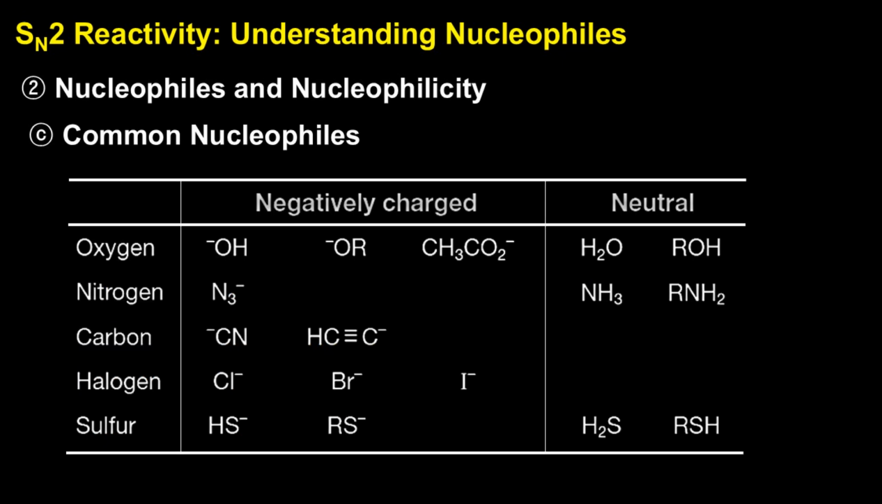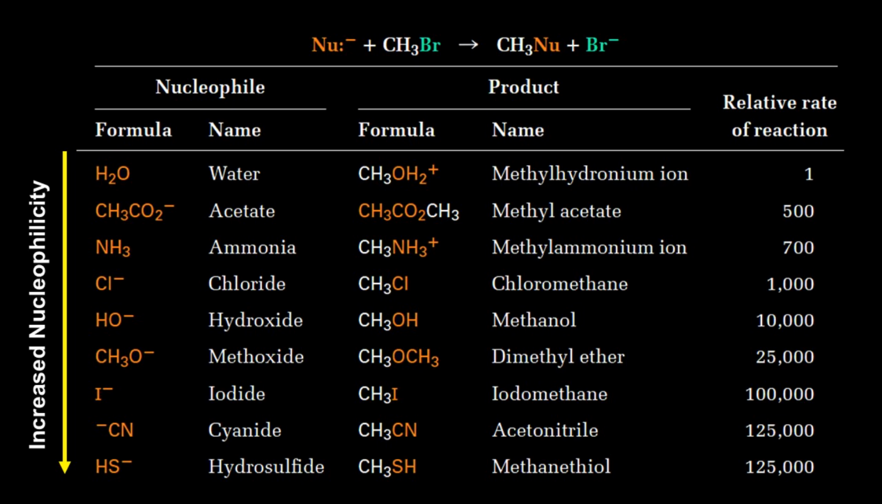Now let's go over some common nucleophiles in SN2 reactions. They can be negatively charged or neutral, and their reactivity depends on things like charge, electronegativity, and solvation. Most nucleophiles contain atoms like oxygen, nitrogen, carbon, halogens, or sulfur. These types show up all the time, so it's good to keep them in mind as you study SN2 trends.